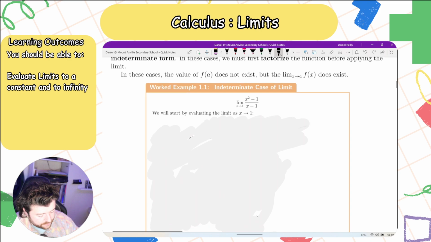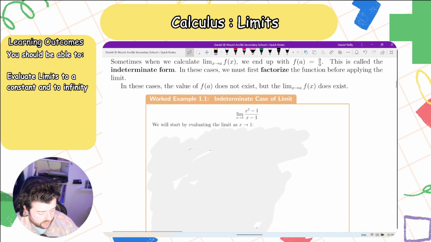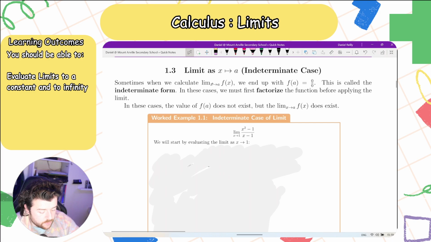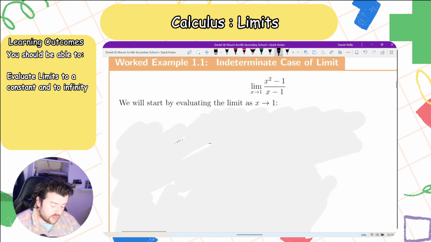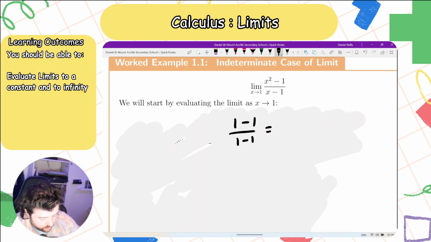So let's go back to our point here. Sometimes we calculate the limit and we end up with 0 over 0. This is called the indeterminate form. In these cases, we factorize the function before applying the limit. So let's look here at x squared minus 1 over x minus 1. That is going to be 1 minus 1 over 1 minus 1, which is 0 over 0. That is the indeterminate form, so we need to factorize.